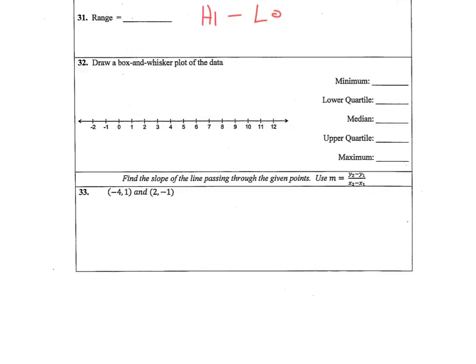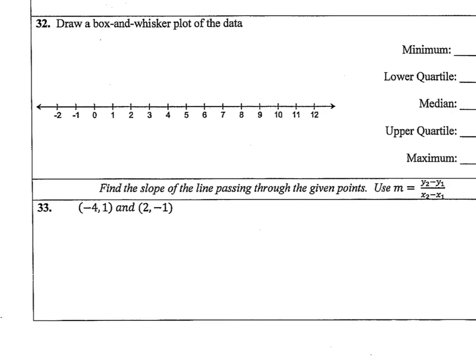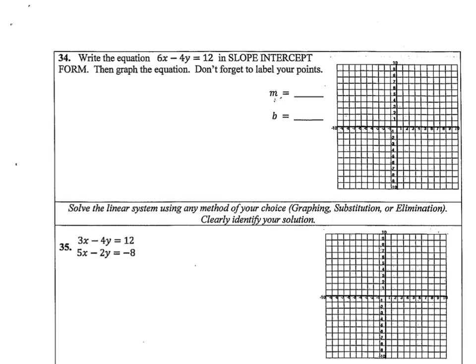So, okay, number 33. You've got to find the slope. She gives you the equation right there. Just remember, this is x1, y1, and x2, y2. Make sure you simplify.